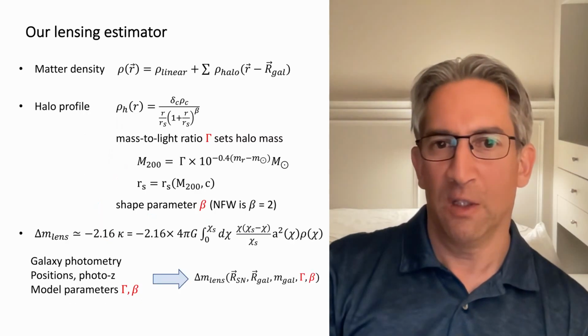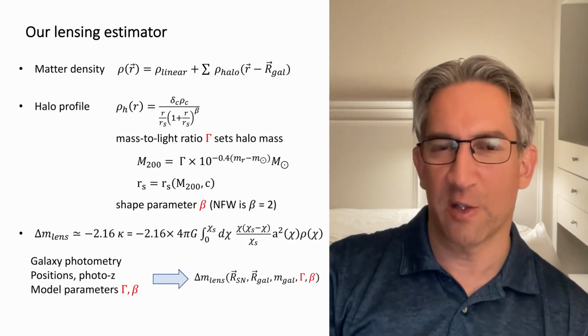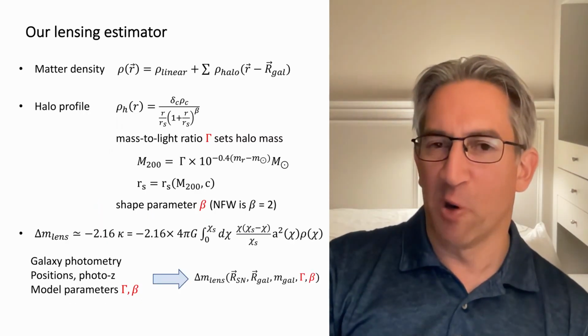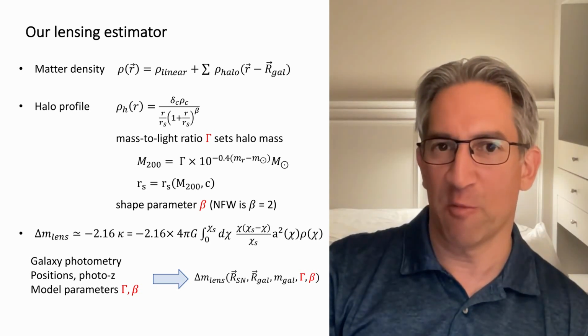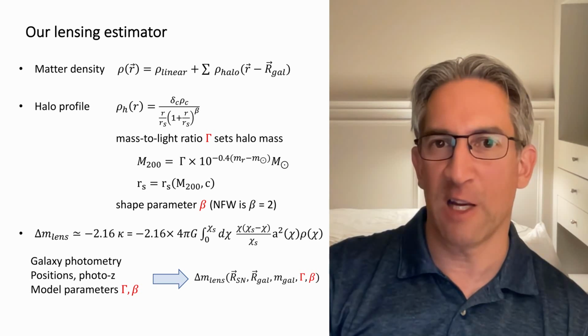Okay, so moving on, and here's just a little bit of maths. We need a model for the matter density, so we're going to assume that the matter density is a combination of a linear power spectrum matter density plus a collection of collapsed and virialized halos.